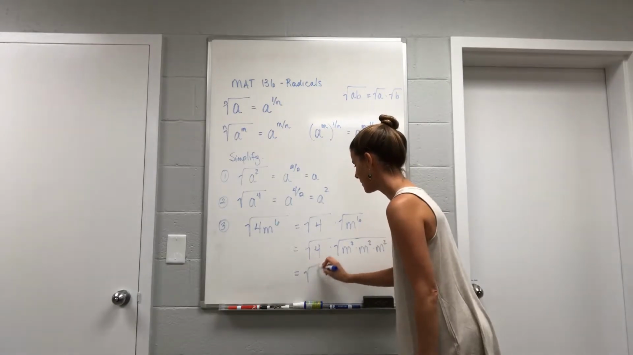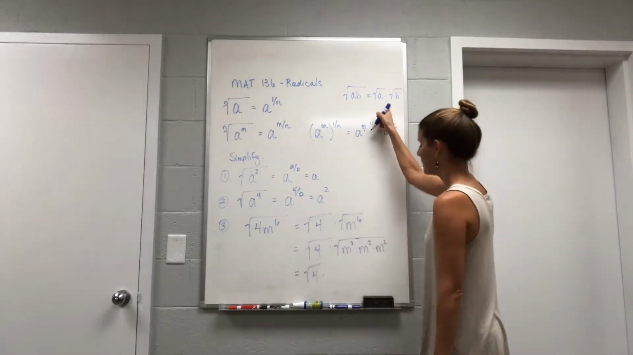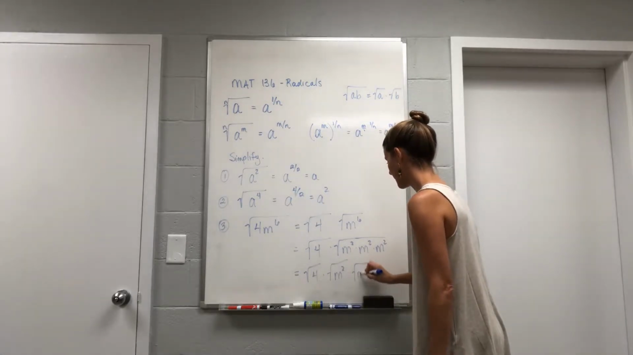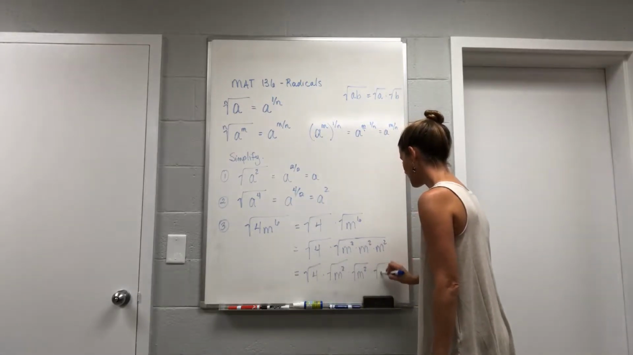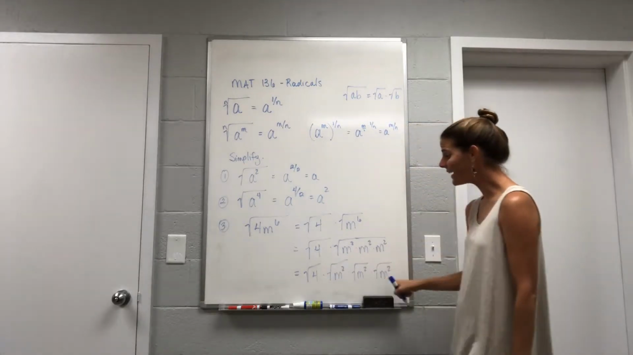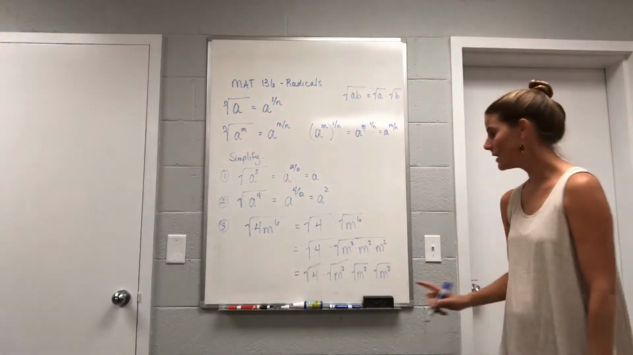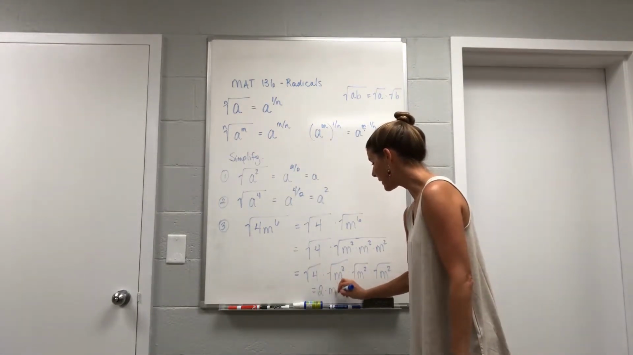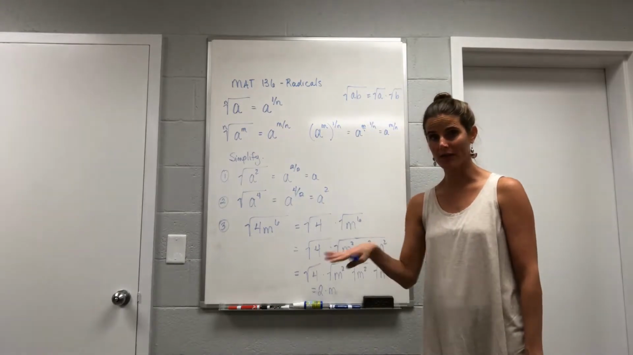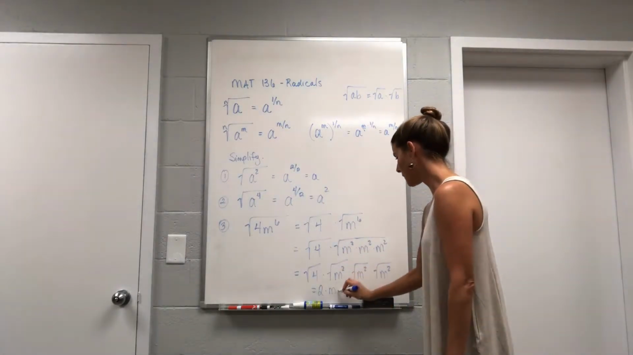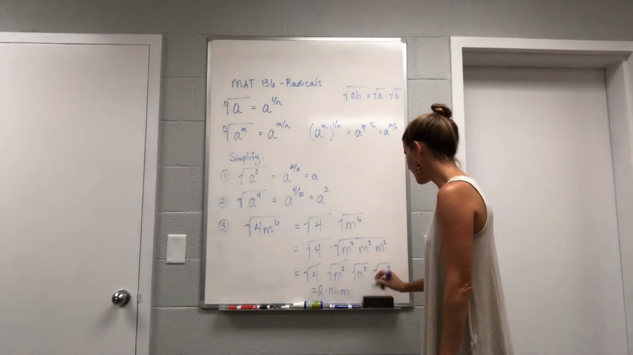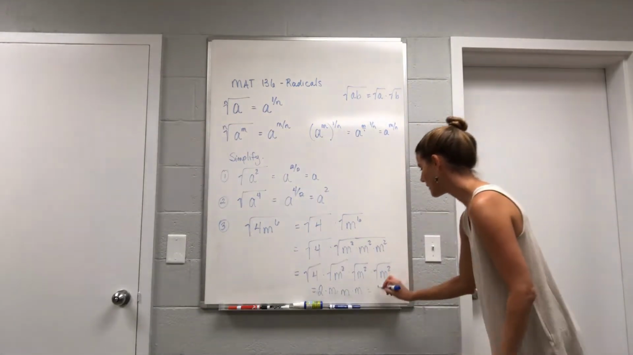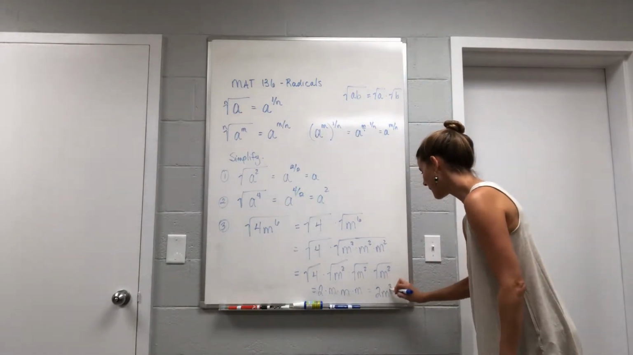But we have the square root of 4, and then using this rule up here, I'm going to break this up to the square root of m squared times the square root of m squared times the square root of m squared. And then I can actually take the square root of all of these things. So the square root of 4 is 2. Square root of m squared, again, square root of a square, it just cancels out, so you're left with m. Square root of another m squared is m, and square root of another m squared is m. So then if I simplify this, I just get 2m to the 3rd power.